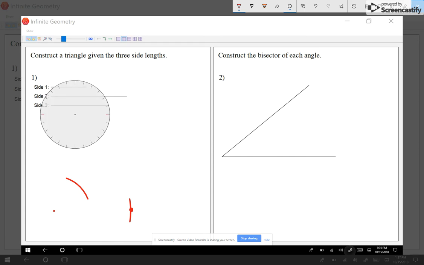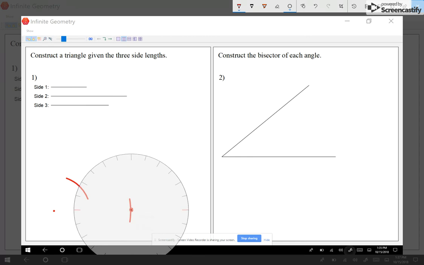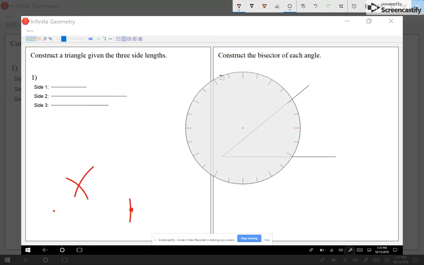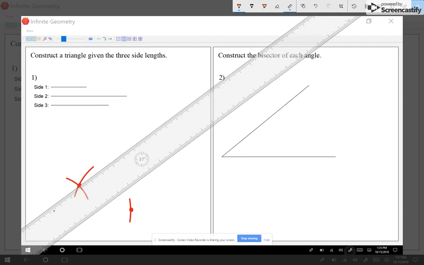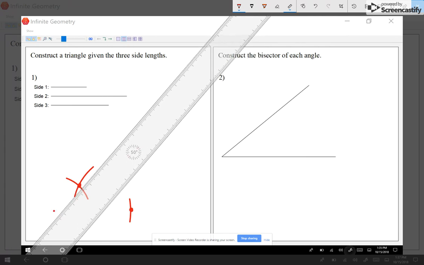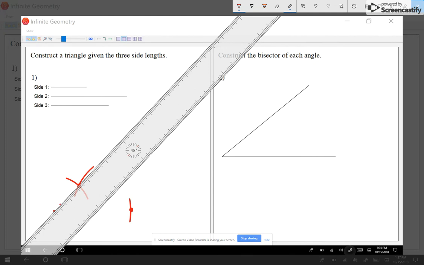I'm going to do the same thing to side 3. So the non-pencil at the beginning and then the pencil at the end of the side. And then I'm going to do an arc, but in this case from the other point. I see my intersection here. And then I'm just going to connect my three sides, right? I can easily just grab a ruler and connect my points. So there's one.